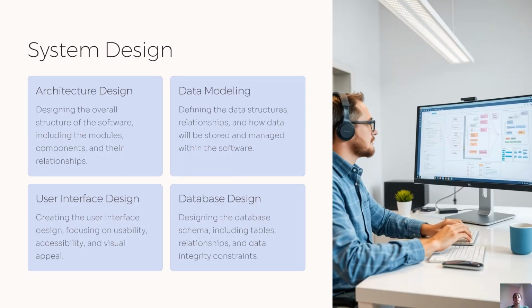System design. In this system design, again, we concentrate on architecture design, data modeling, user interface design, and database design. Architectural design, designing the overall structure of the software, including the components and their relationships. In data modeling, you define data structures, relationships, and how data can be stored and managed within the software. Creating user interface design, focusing on usability, accessibility, and visual appeal. Designing the database schema, including tables, relationships, and data integrity constraints.